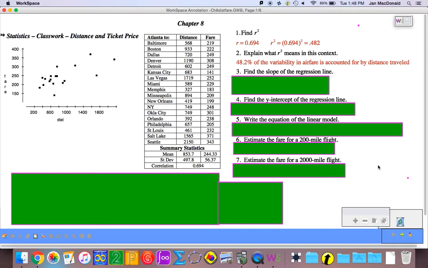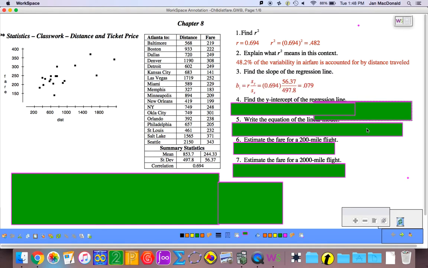Find the slope of the regression line. Again, let's take a look at our Chapter 8 notes. B subscript 1 is our slope. To find slope, we take the correlation coefficient R and multiply that by the standard deviation in Y divided by the standard deviation in X. So the slope of our line is 0.079.